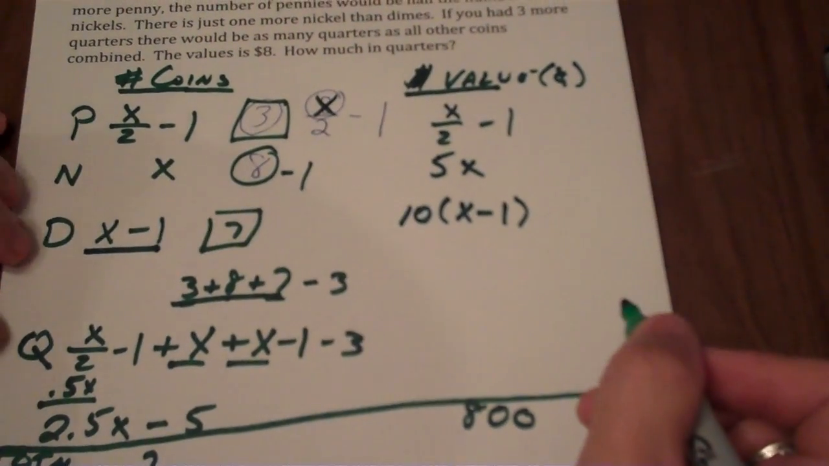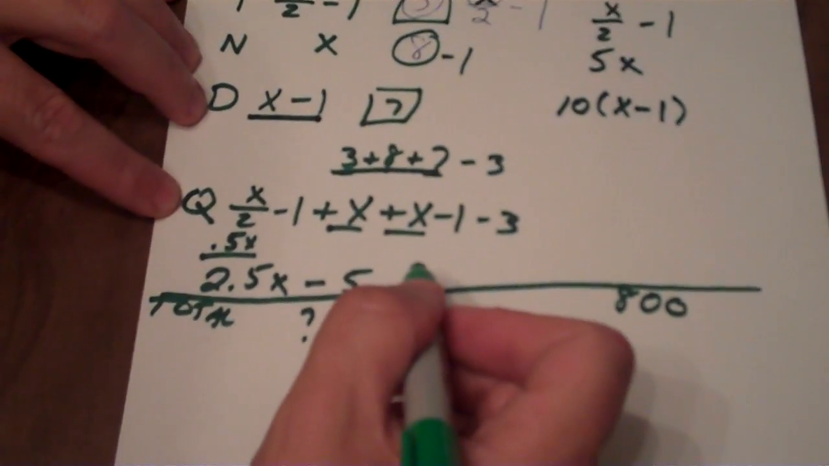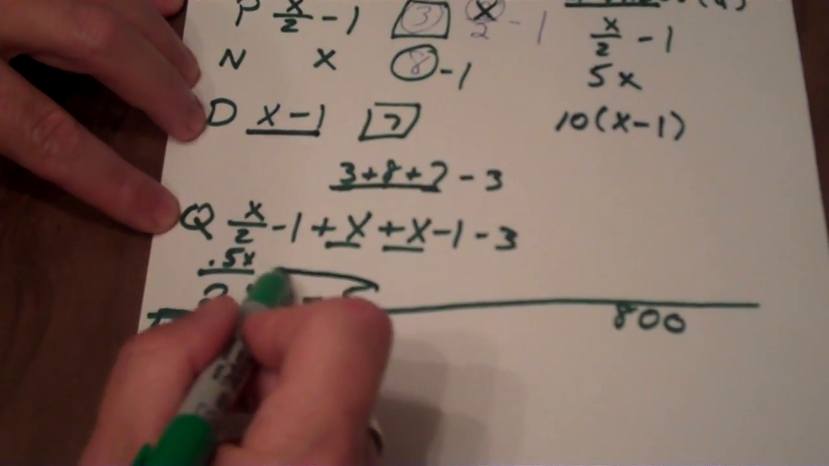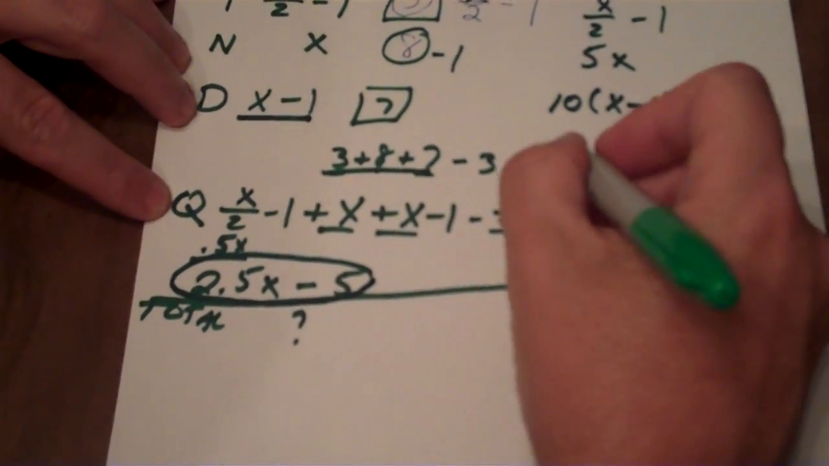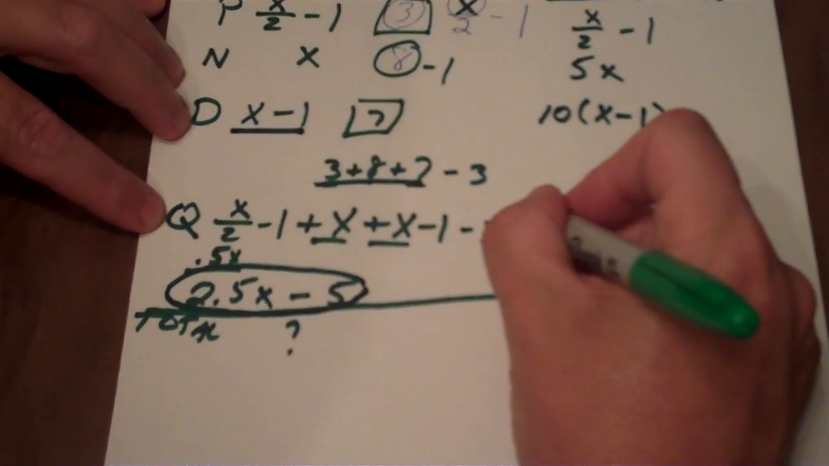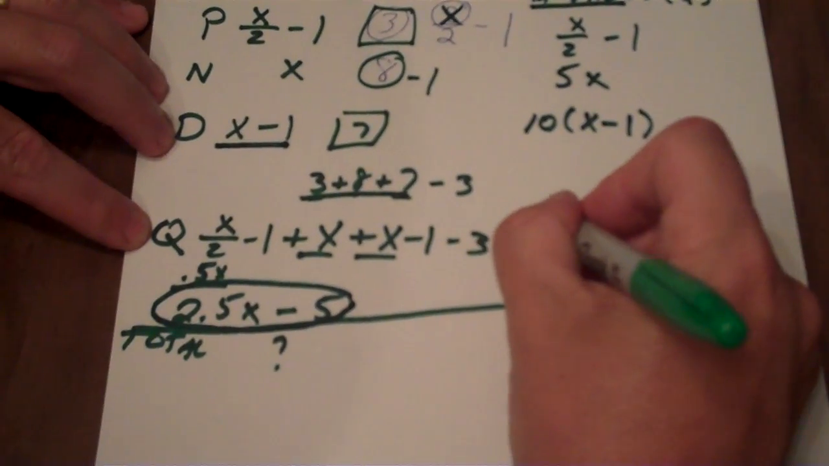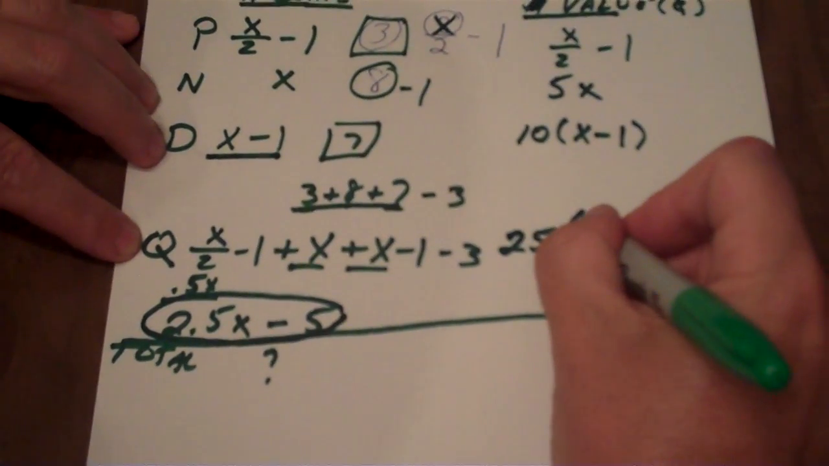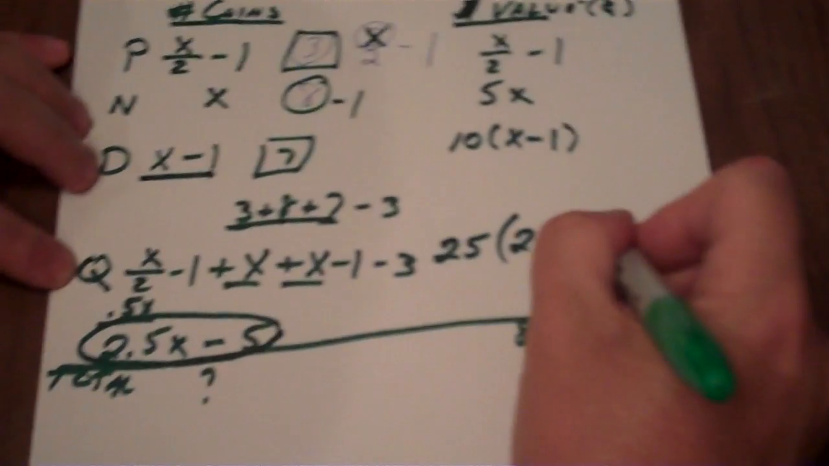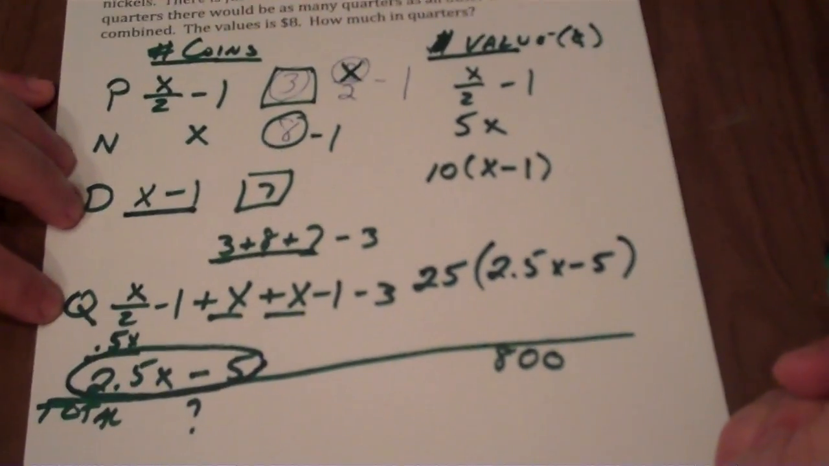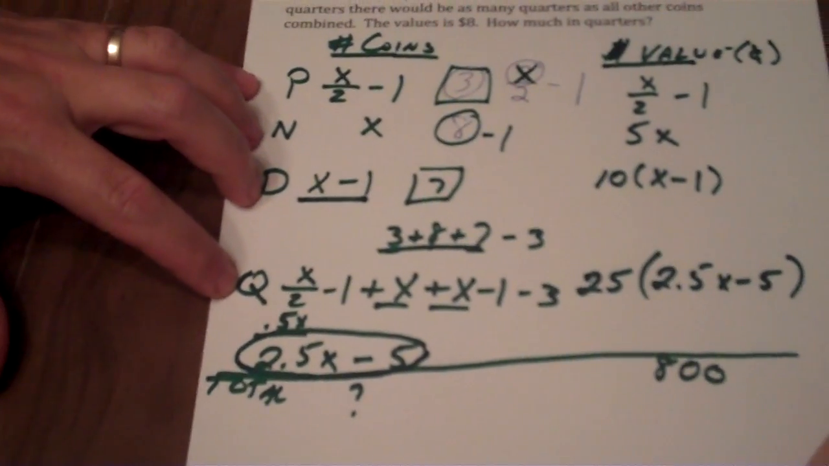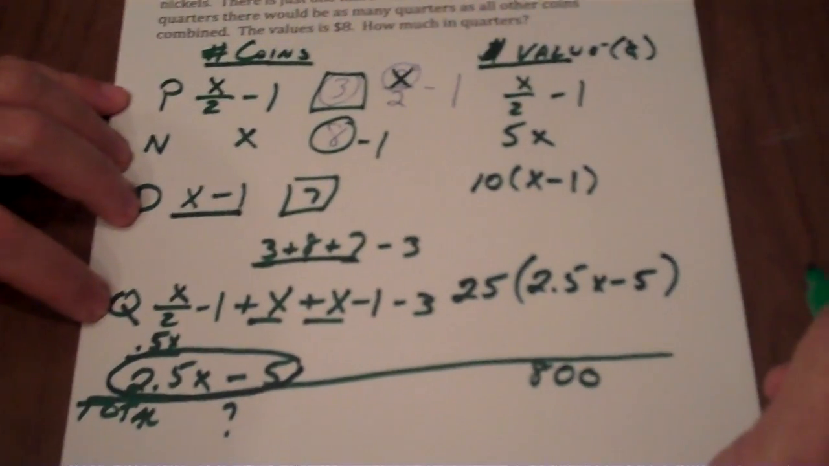And finally, can you just figure out how we're going to find the value for the quarters? This, remember, was our simplified number of quarters. We merely take that number times what, Luann? 25. Because quarters are, of course, worth 25 cents apiece. And can you see what our equation is now? We're going to add all those up together to equal 800.